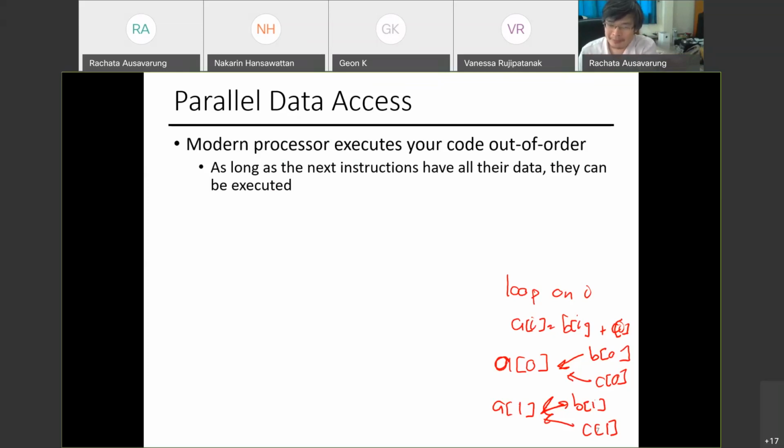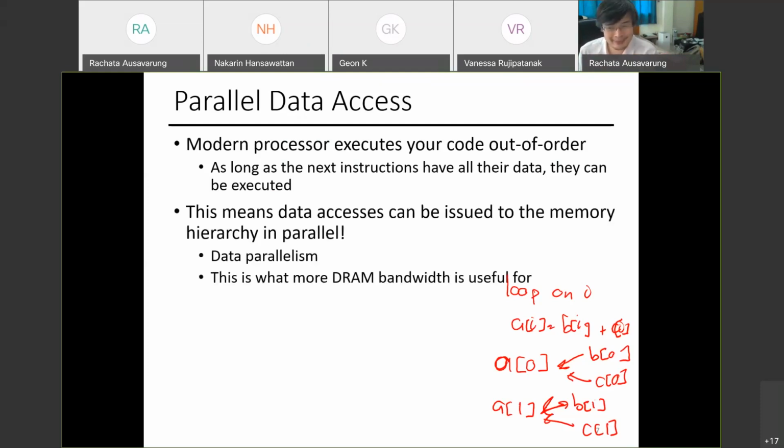And modern day processors actually do this, right? This is called parallelism. Basically, you can issue these data accesses at the same time. Not exactly at the same time, but close enough, right? So you can do this in parallel. What limits how much data I can access in parallel? One thing is bandwidth, right? DRAM bandwidth can limit the number of these parallel accesses. That's why sometimes your DRAM bandwidth can lower performance.